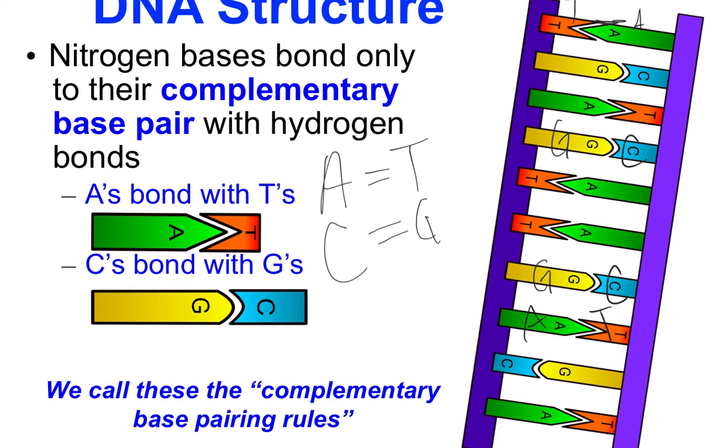Because they bond specifically together, there are complementary base pair rules that say A bonds with T, C bonds with G. So at this point, that's where we sing the DNA song, and it is to the theme of Row, Row, Row Your Boat.